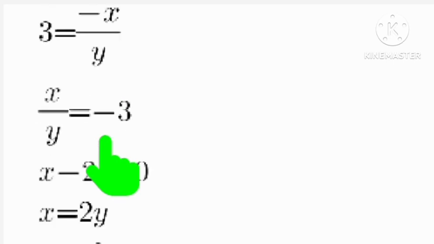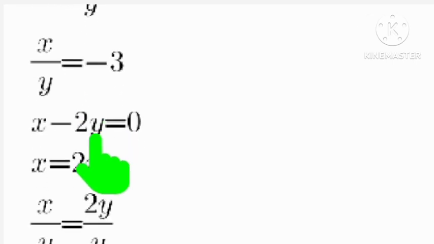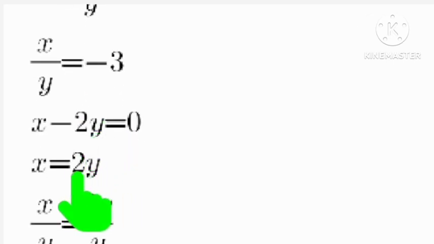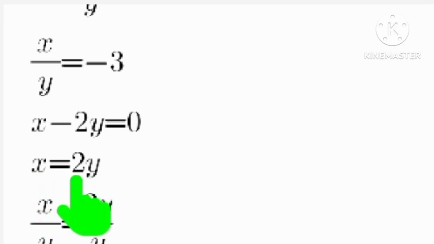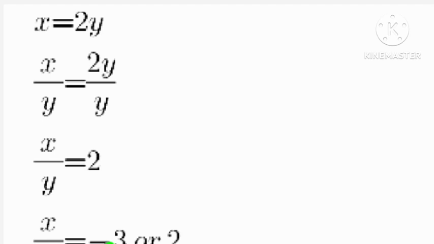So let's proceed. After doing that, what do we do next? We divide both sides by y, as if we are trying to make 2 the subject of formula. So we're going to have x over y is equal to 2y over y. Simplifying that, we're going to have x over y is equal to 2.